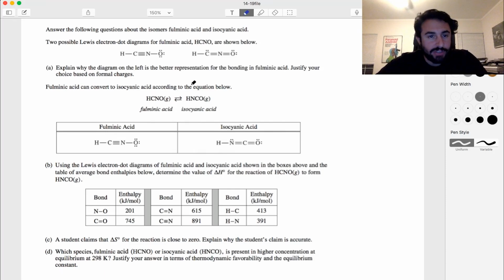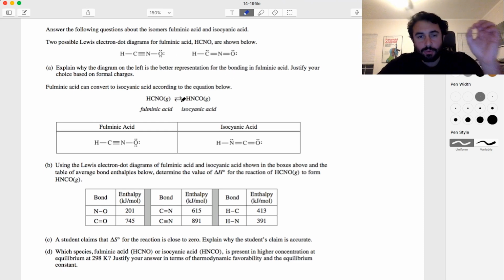Okay, we have another long answer problem here. This says two possible Lewis electron dot diagrams for fulminic acid are shown below. So we have two possibilities. Explain why the diagram on the left is the better representation for the bonding in fulminic acid. And we want to justify based on formal charges. So this is a tip-off here. There are formal charges and they are localized on particular atoms.